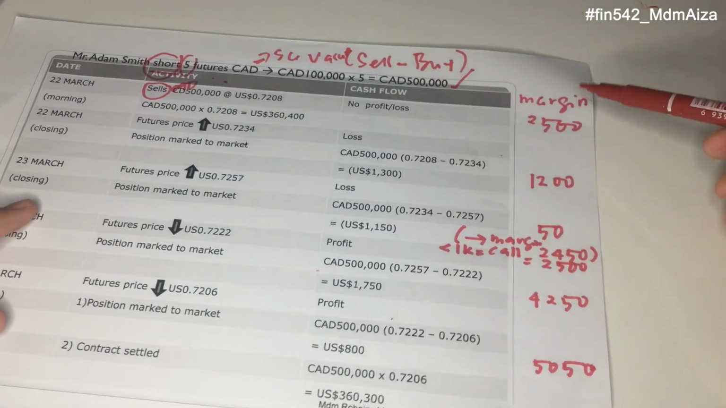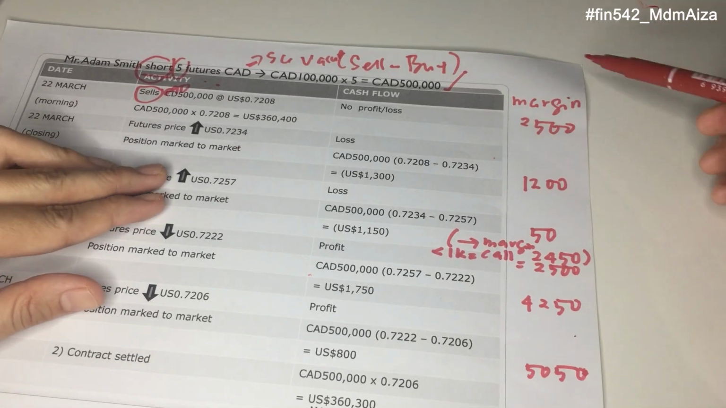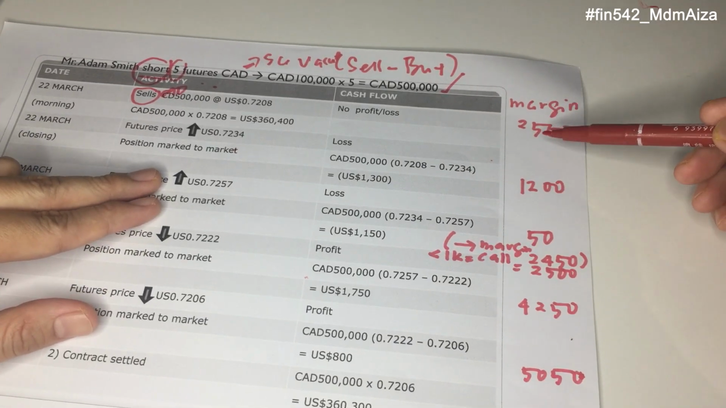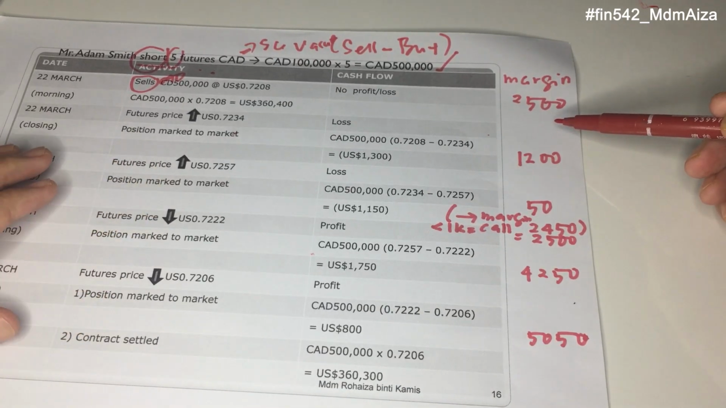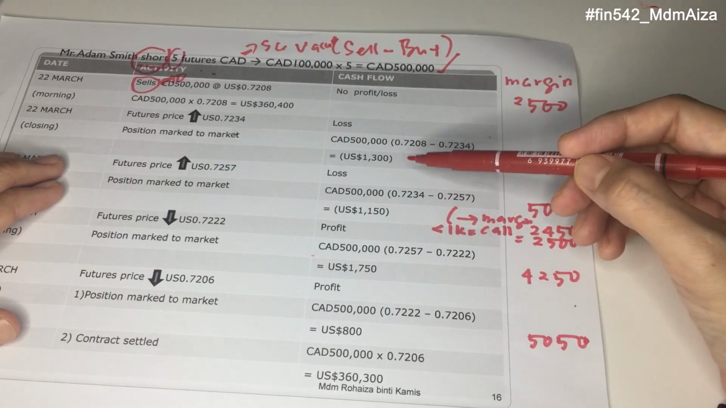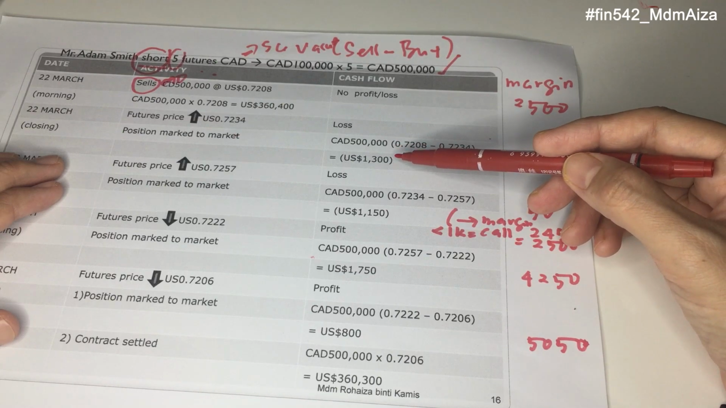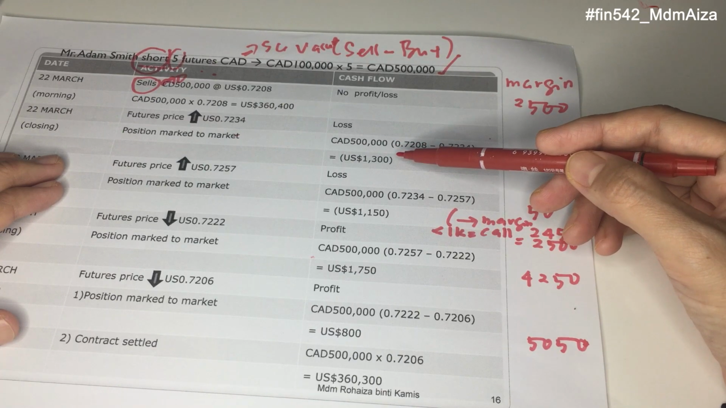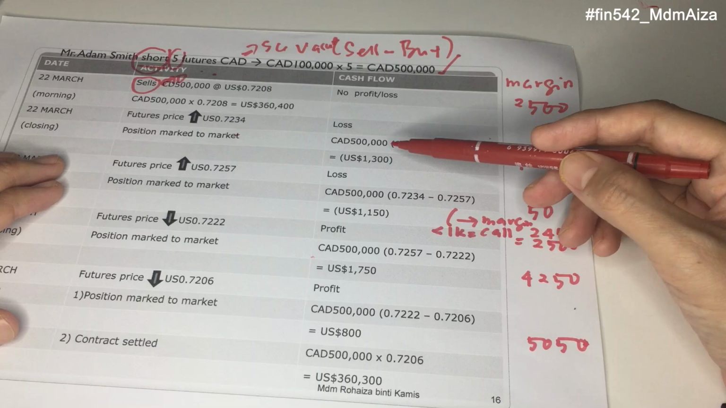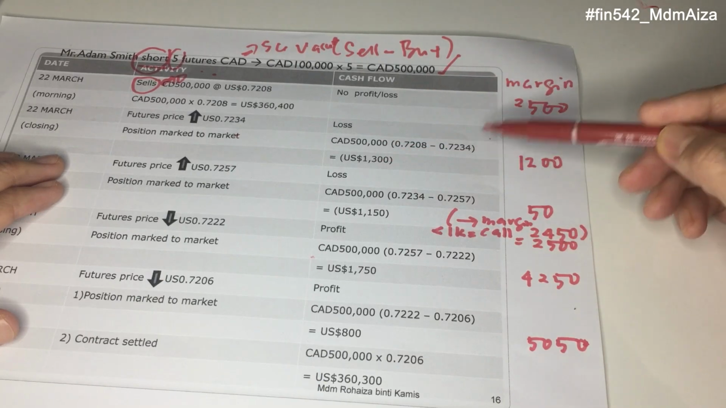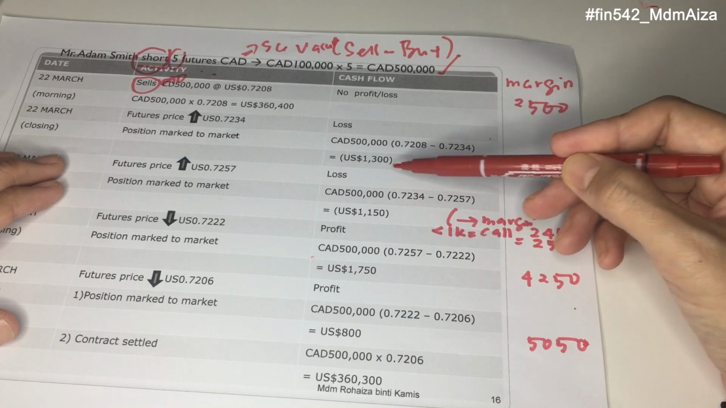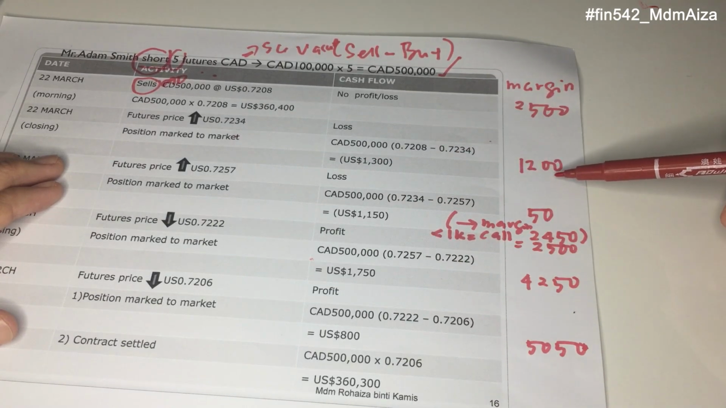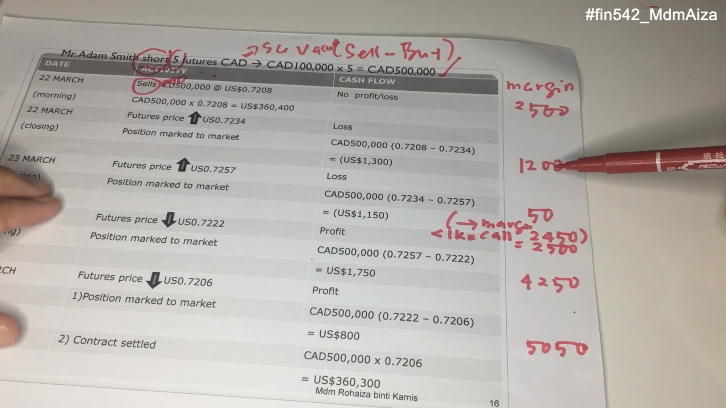Okay, so since they need to pledge a margin account of 2,500, and the broker already marked to market negatives, and on the 22nd of March Adam Smith gained a loss of 1,300, they will deduct from the margin account 2,500 minus 1,300, then the margin account has a balance of 1,200.